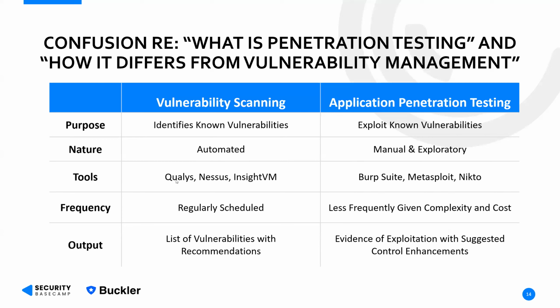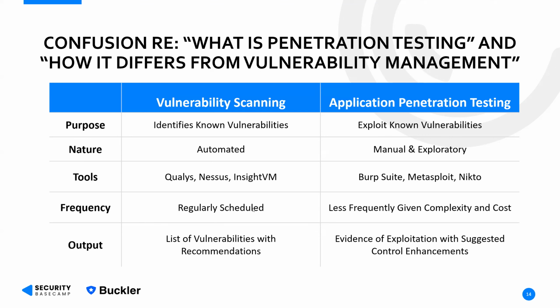Tools involved with vulnerability scanning include Qualys, Nessus, and a variety of tools made available by Rapid7, the maker of Metasploit. Their product InsightVM is the most current version of vulnerability scanning. For application penetration testing, we're going to use tools like Burp Suite, Metasploit, or Nikto to attempt to compromise an application.